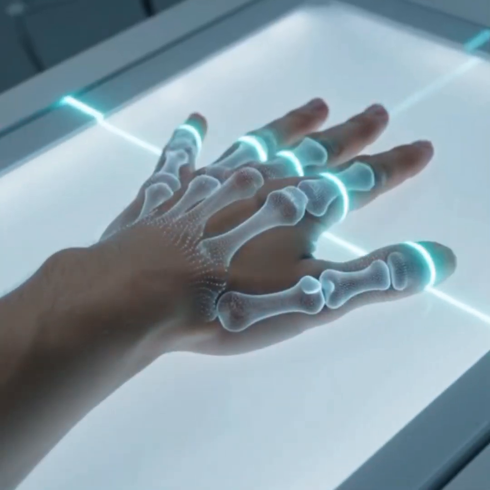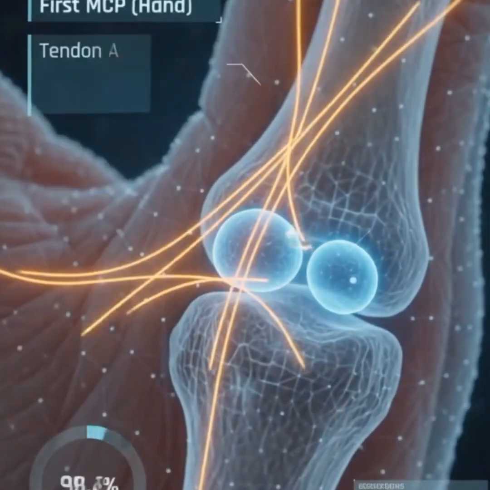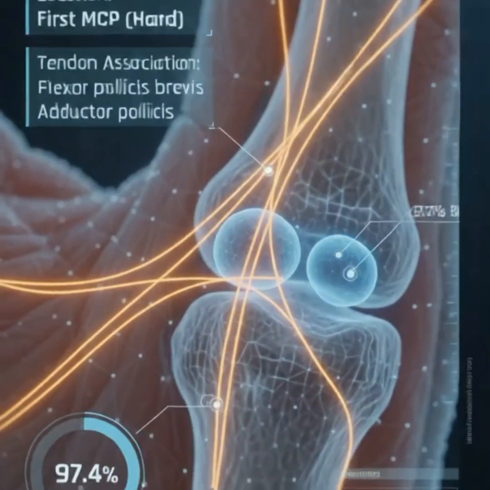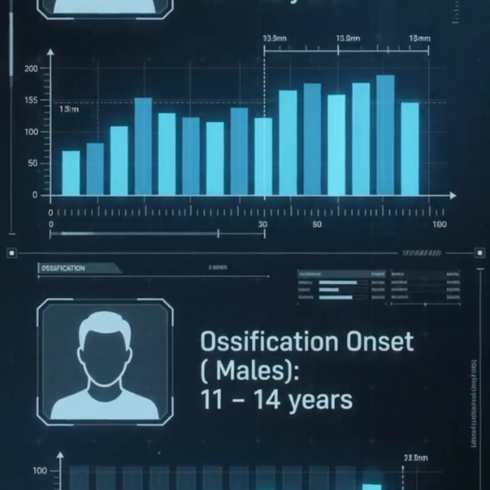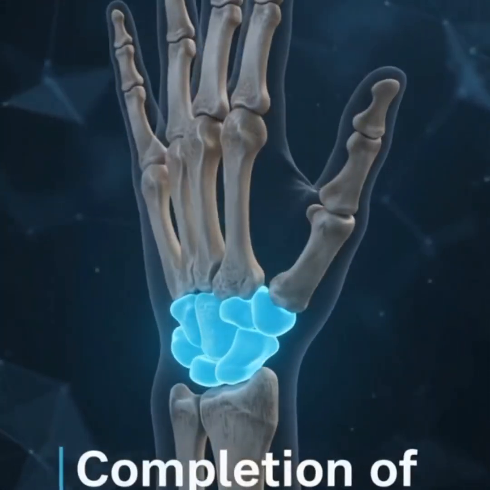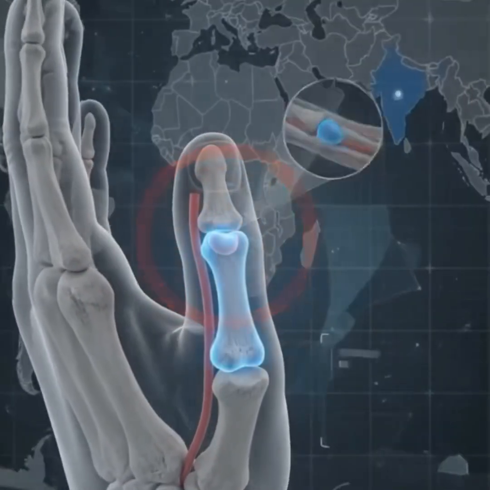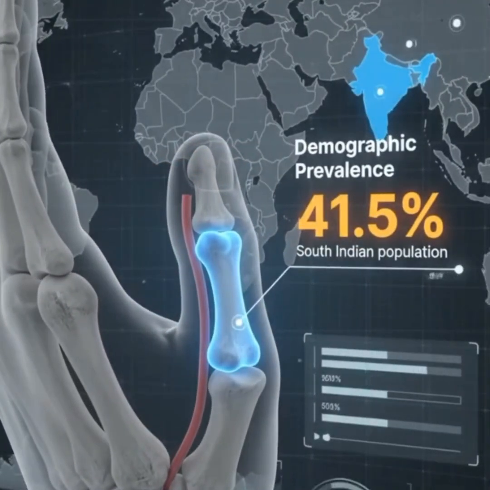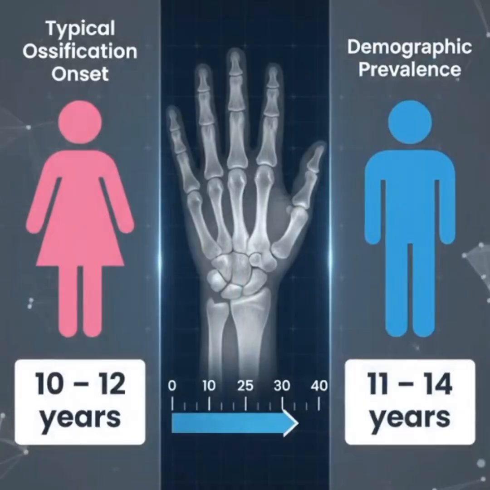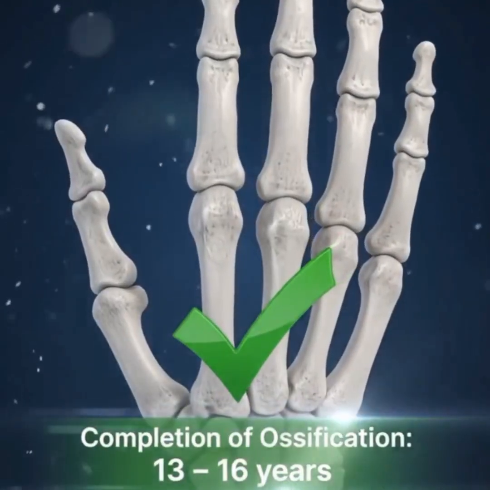At the first MCP joint of the hand, in these sesamoid bones of the South Indian population, ossification begins earlier in females than in males and reaches full completion by age 16. The sesamoid bone at the thumb's first IP joint associates with the flexor pollicis longus. It has a 40% prevalence, and onset is earlier for females. It completes by age 16.